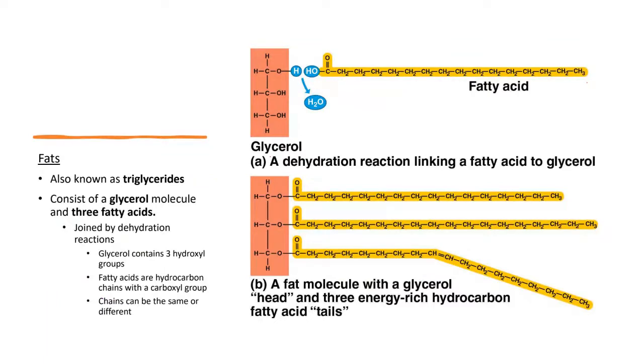Or fats. Fats, also known as triglycerides. Why tri? Tri means three, right? I'm going to explain that in a second. What is a triglyceride made of? It's made of a glycerol molecule. This is a glycerol molecule, a 3-carbon molecule here. And 3 fatty acids. Here's where the tri comes from. 3 fatty acids. So this, ladies and gentlemen, is a triglyceride.